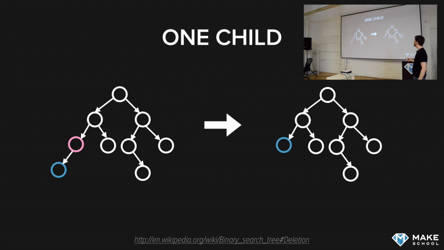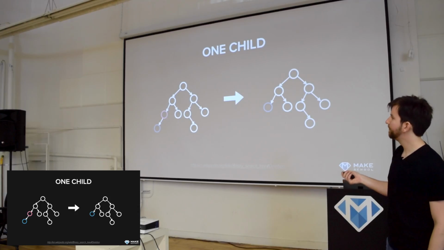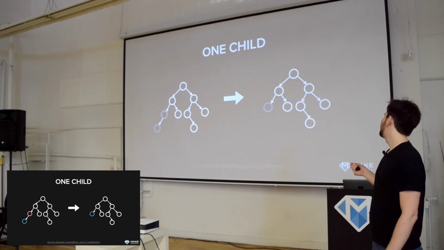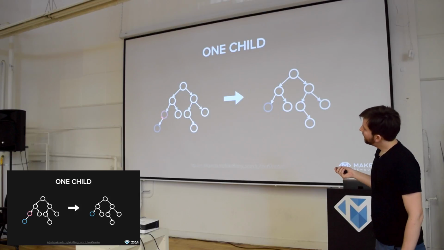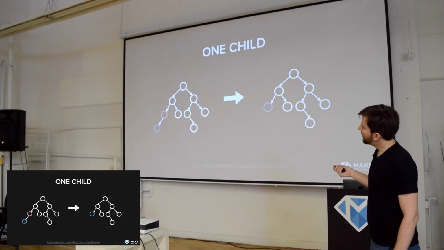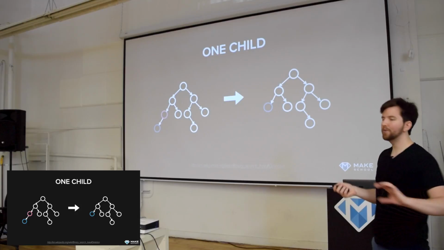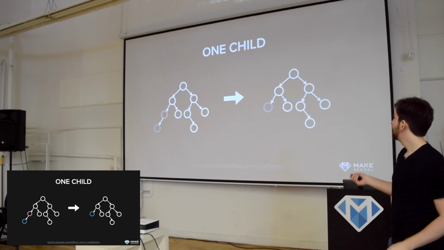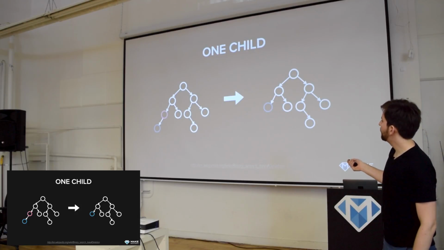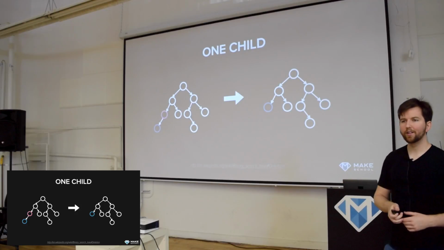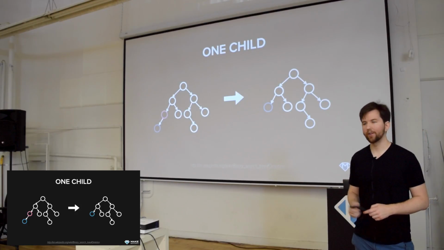What about the case where the node has 1 child? So in this case, we're going to delete this pink one. Well, we find it. Instead of making the parent pointer point to none, all we have to do is swap the child position. So we put the child where the original node was, and then we've deleted that one, the one with 1 child, the pink one.